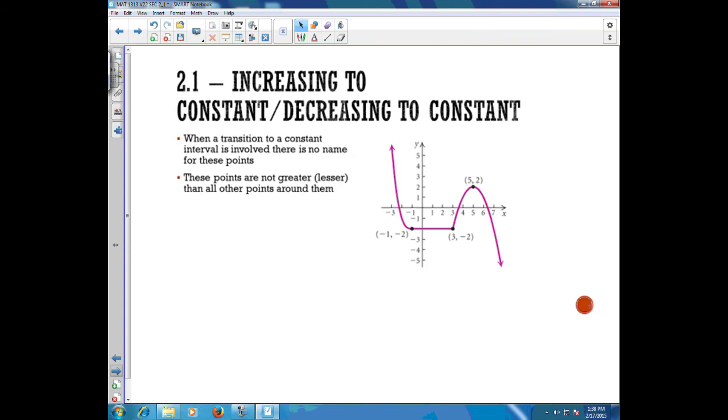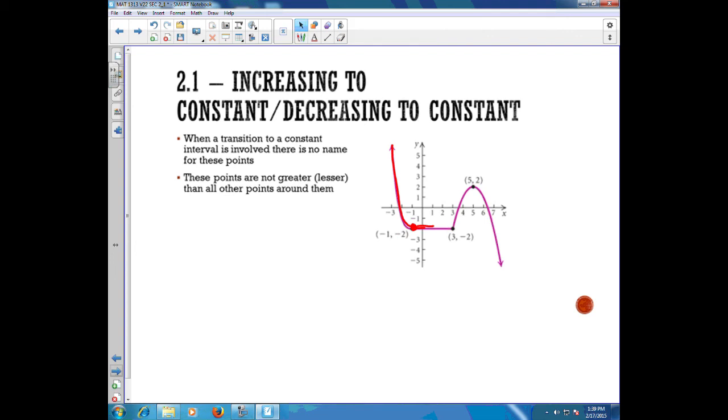So when you're dealing with functions that go from increasing to constant or decreasing to constant, that transition doesn't really have a name. These points are no greater or lesser than all of the points around them. So for example, we saw in this example earlier that we went from decreasing in the first part to constant at this point here. Notice that relative to the points around it, it does not have the least y value. All the points to the right have the same y value.